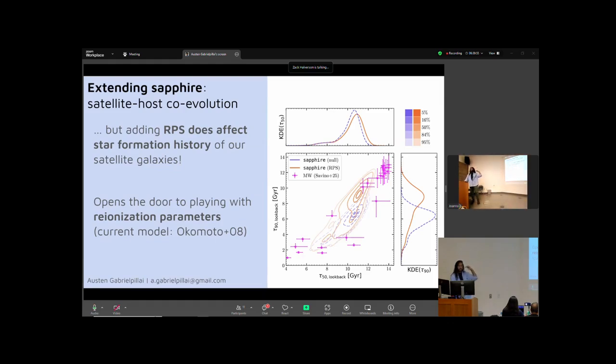So our galaxies in our sample, by adding ram pressure stripping, are quenching a lot faster. And this also opens the door for us to start playing with parameters such as the ones governing reionization, so that we can better match the Milky Way T50, T90 observations that you also see on this plot over here.